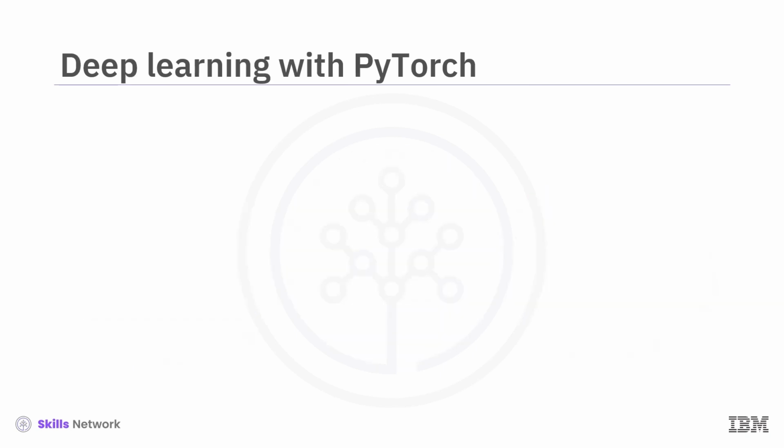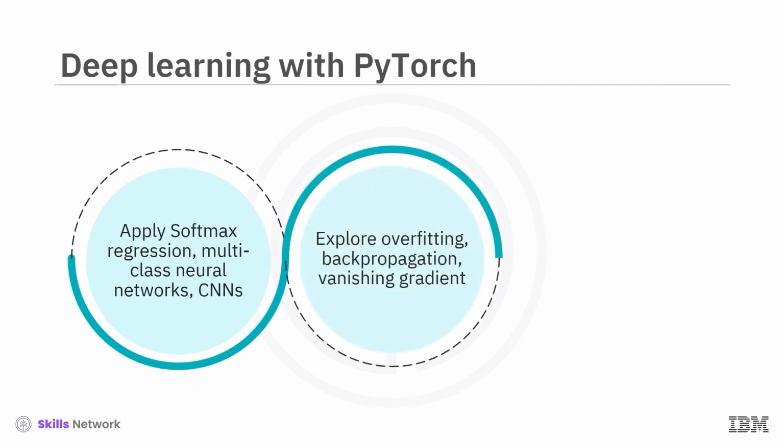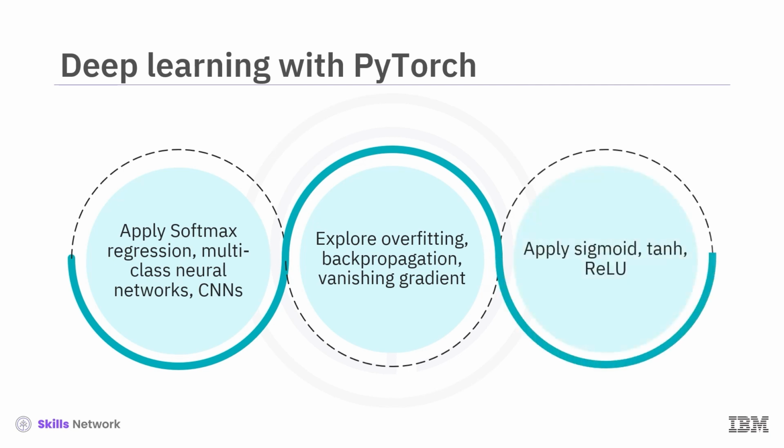Next, you will advance to complex deep learning techniques with PyTorch, covering softmax regression, multi-class neural networks, and specialized architectures such as CNNs. You'll tackle overfitting, backpropagation, and vanishing gradient, and apply activation functions such as sigmoid, tanh, and ReLU. Hands-on projects and exercises will build expertise in creating robust models for real-world applications.